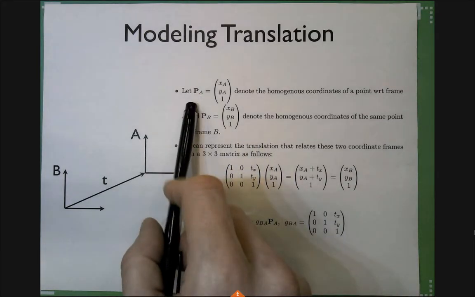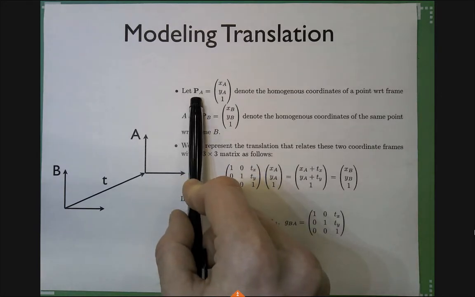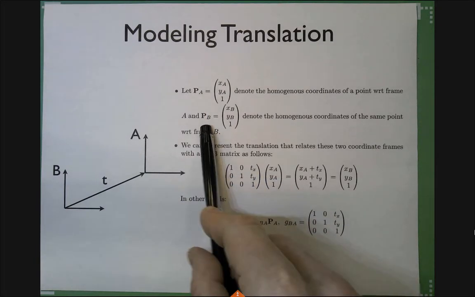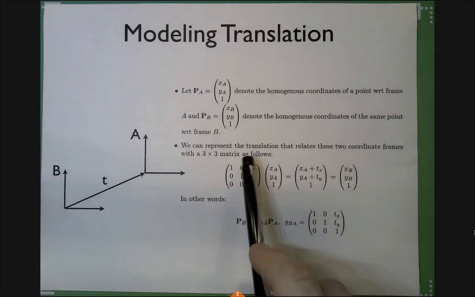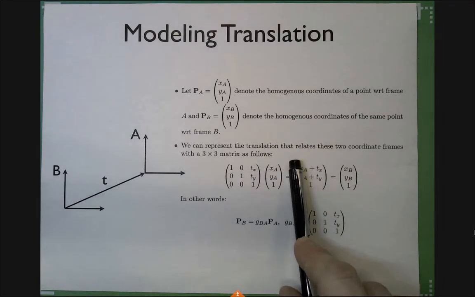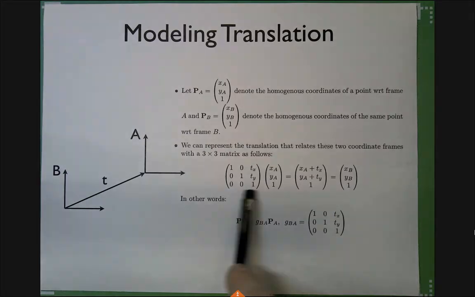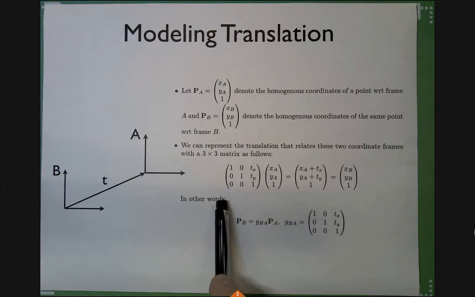So this is PA in homogeneous coordinates. This is PB in homogeneous coordinates. And how do I do the translation? How do I represent the translation in homogeneous coordinates using this 3x3 matrix?